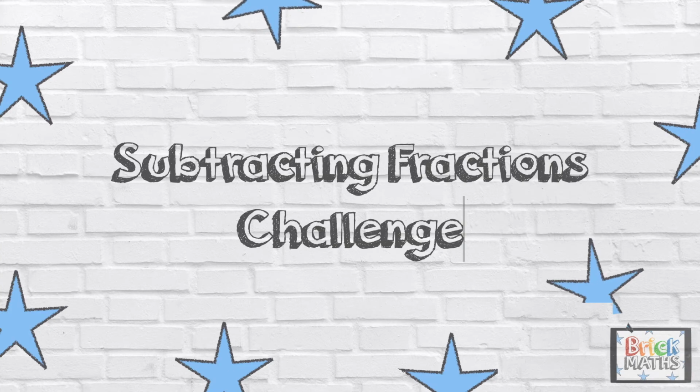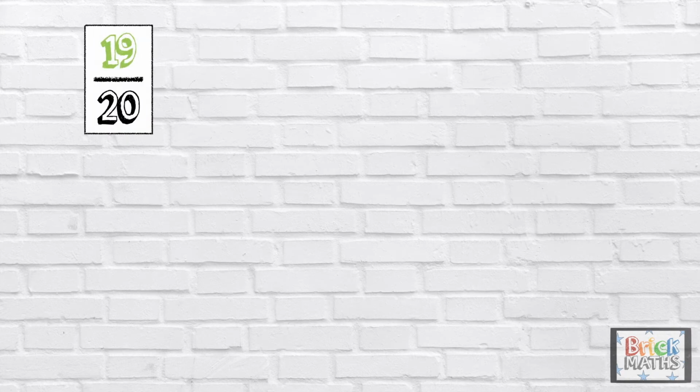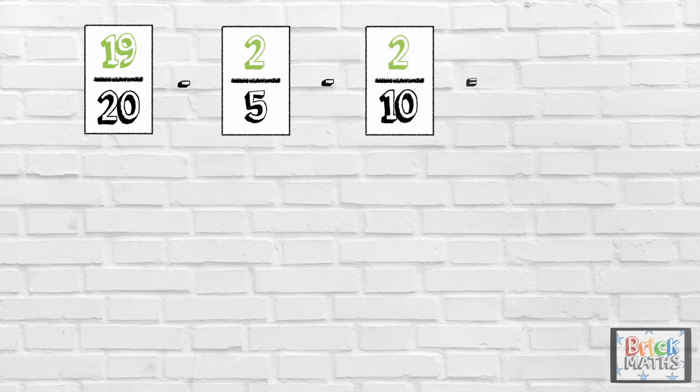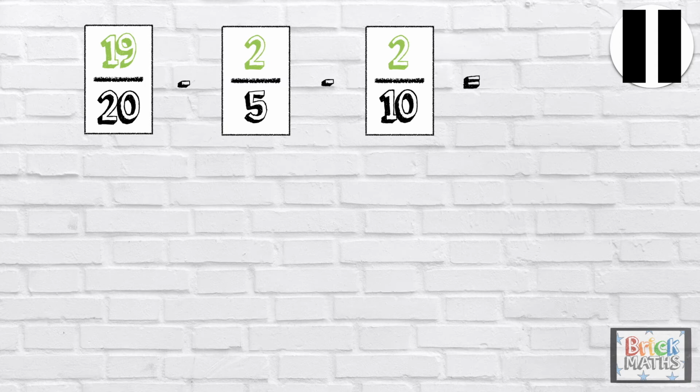Fractions Challenge 1. Here is a calculation. 19/20 take away 2/5 take away 2/10. Pause the video to give you time to work out the answer. Press play when you're done.